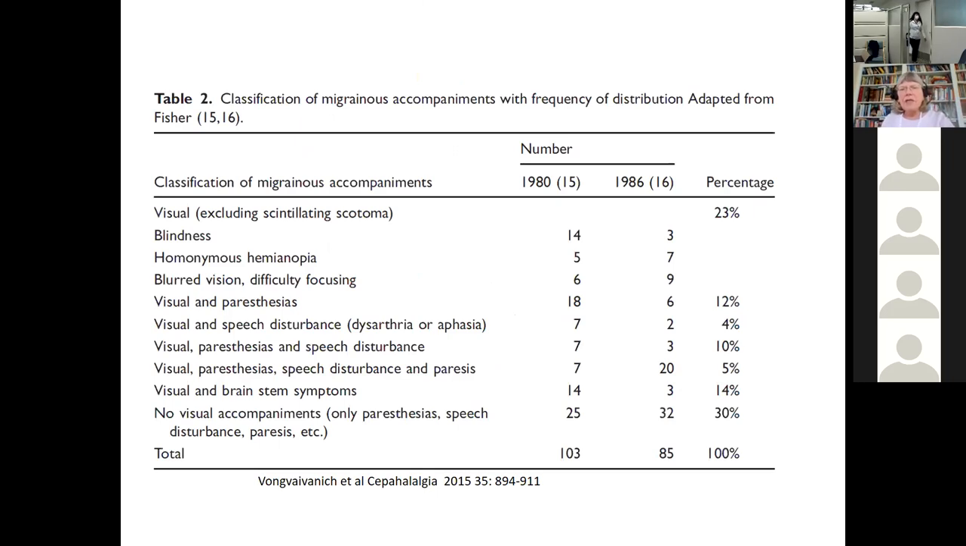Now, these migraine accompaniments, and I'll call them that even though they're auras, mostly are visual. Sometimes it can be blindness. This was a review of study of all these people who had aura without headache. Some had homonymous hemianopia. Some had paresthesias with their visual phenomenon. And some had speech disturbance with the visual phenomenon. And some had weakness and speech and paresthesia and vision changes. And then some people just had the paresthesias, speech disturbance, and paresis. So these are these migraine accompaniments or these auras that came on without a headache.